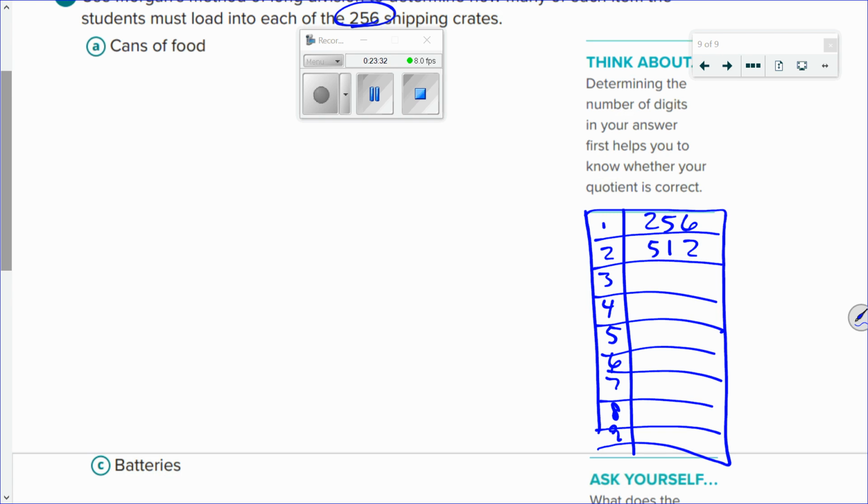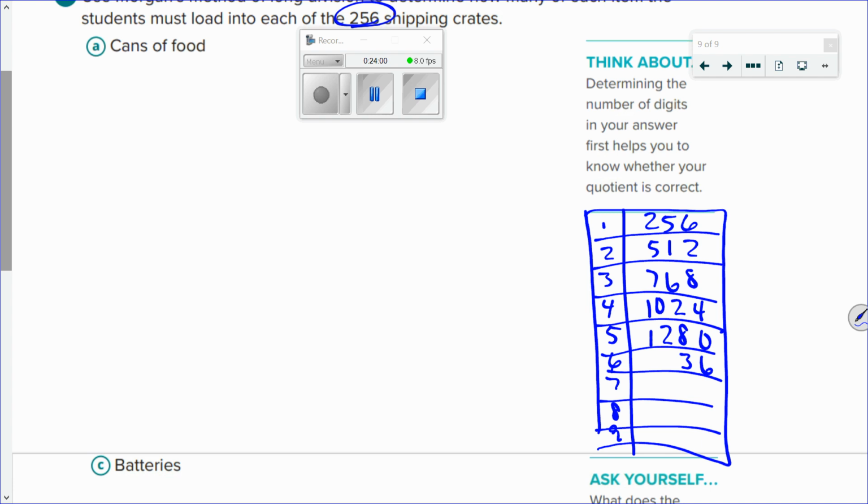Once you have the first 2 written, now I'm just adding those up. So 6 and 2 is 8. 5 and 1 is 6. 2 and 5 is 7. Easy, right? 6 and 8 is 14. 5 and 6 is 11, plus 1 is 12. 2 and 7 is 9, plus 1 is 10. 6 and 4 is 10. 5 and 2 is 7, plus 1 is 8. 2 and 0 is 2. Then a 1. 6 and 0 is 6.